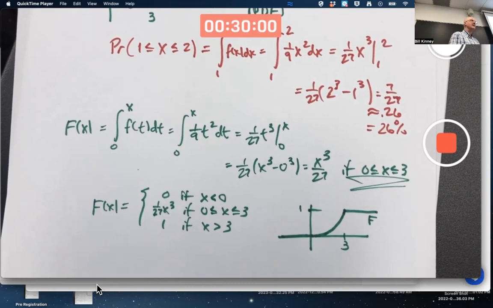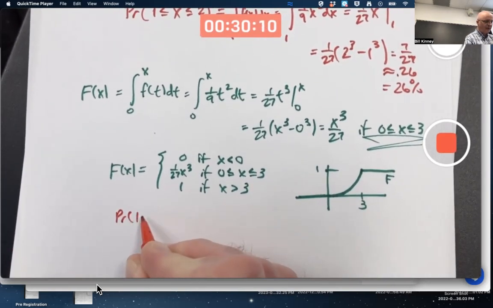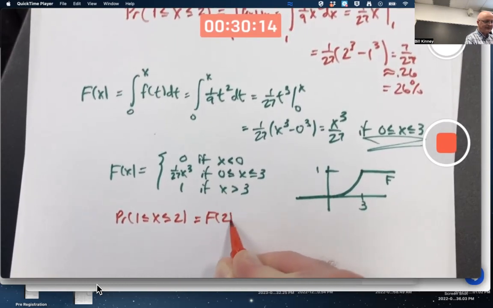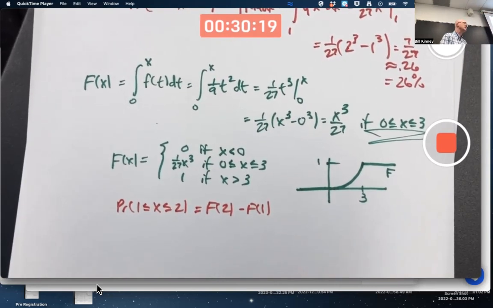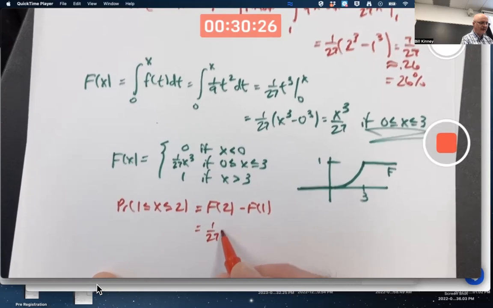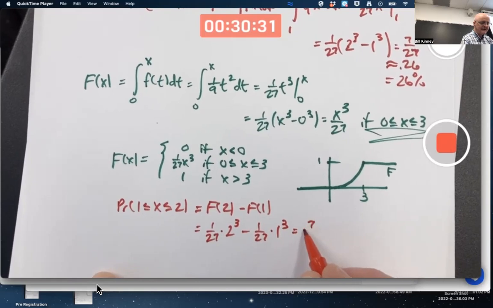When you've got the CDF, the cumulative distribution function, you can use this to find probabilities as well. The same probability, P, that X is between 1 and 2, can now be found by doing capital F of 2 minus capital F of 1. Because that's the same as doing the integral that we already did. Because capital F is an antiderivative. We're talking about the fundamental theorem of calculus here. So this is 1/27 times 2 cubed minus 1/27 times 1 cubed. In the end, it's the same answer, 7/27, about 0.26.